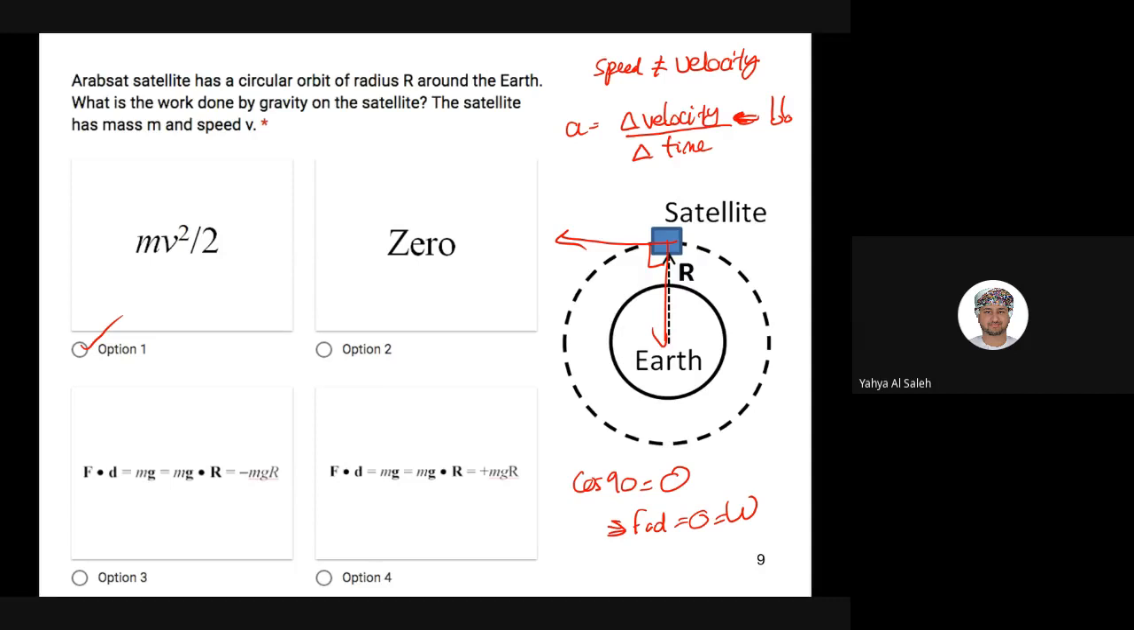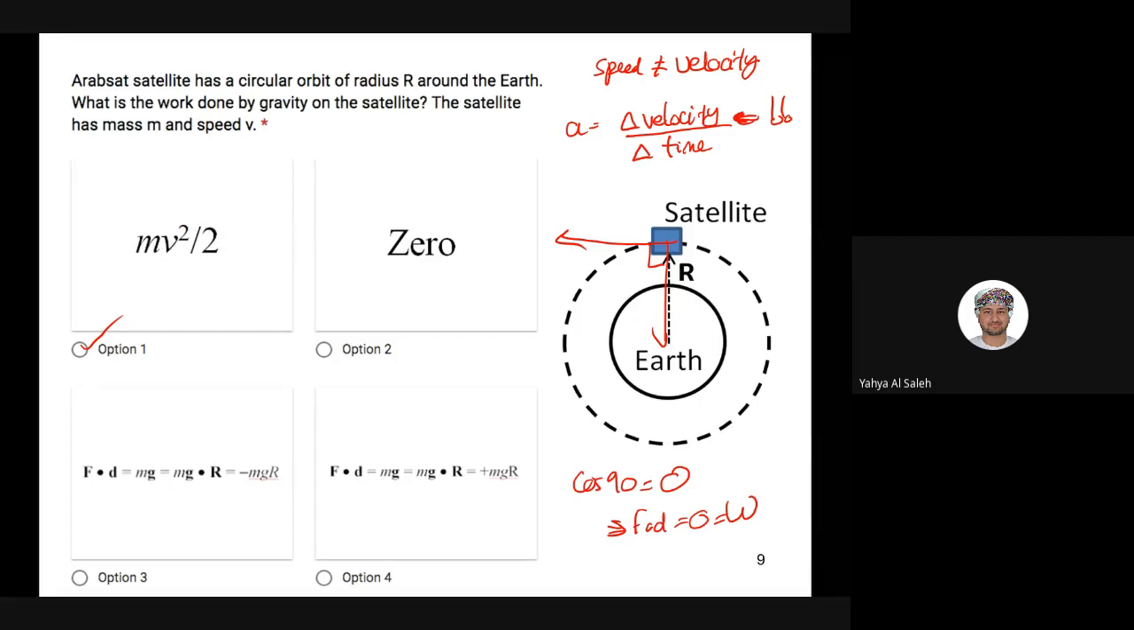What if I tell you that there is actually work being done on those all the time, and it is equal to mv squared over 2? I can imagine. Because it is in circular motion? Because it is in circular motion, the velocity direction changes all the time, which means there is acceleration. Even if the speed is the same, there is acceleration because direction is changing.